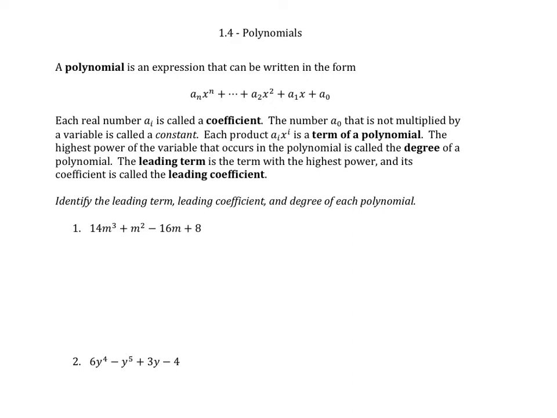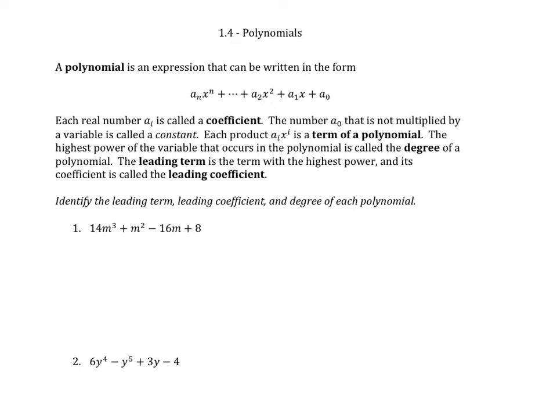Basically, it's a sum of terms, okay? Each real number a sub i is called a coefficient. The number a sub 0 that is not multiplied by a variable is called a constant. Each product is a term. The highest power of the variable that occurs in the polynomial is called the degree. The leading term is the term with the highest power, and its coefficient is called the leading coefficient.